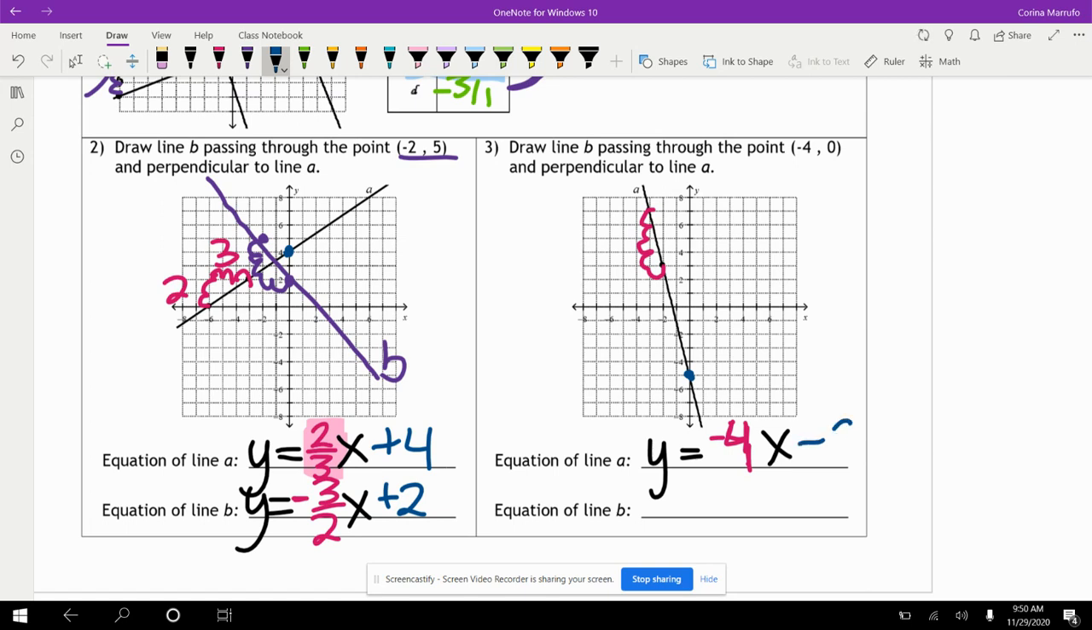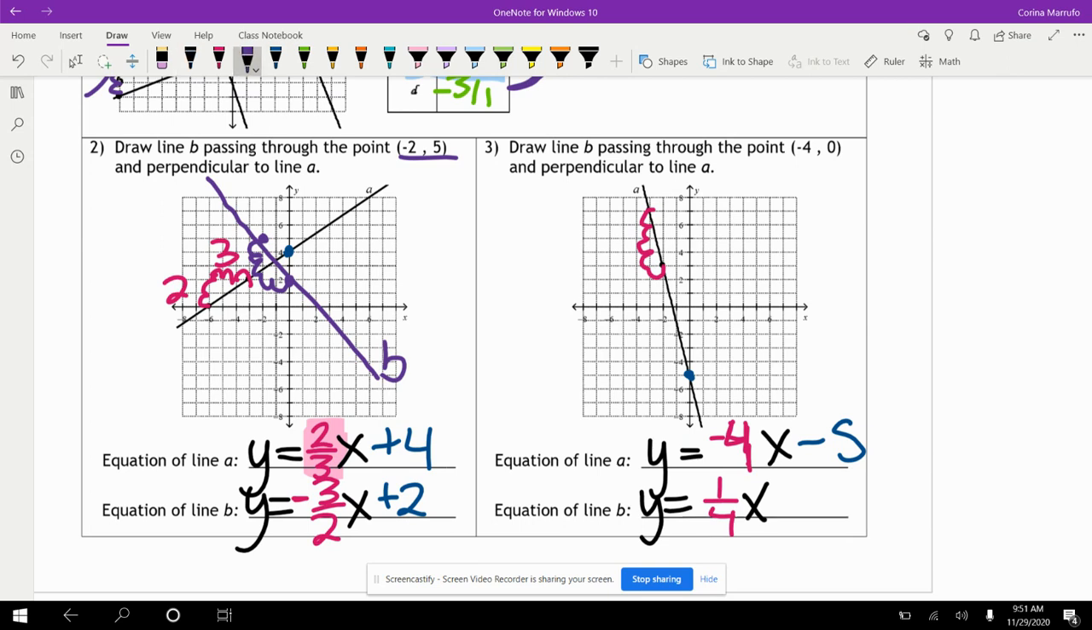Crosses through -5, so it'll be -5. So now for the equation of line B, it's going to be y equals, we're going to have to find the perpendicular slope. So if -4 is my slope here, then our slope is going to be positive, and we're going to have to flip it over. So remember, it was 4 over 1. Well, we're going to have to flip it to 1 over 4. And then we have x, and then we're going to have to figure out what our y-intercept is.